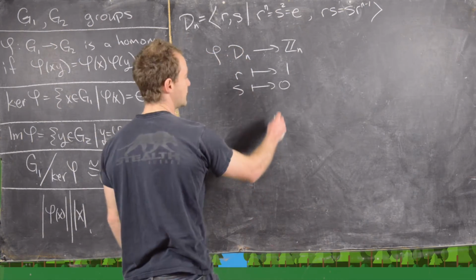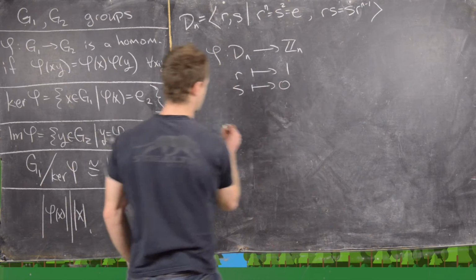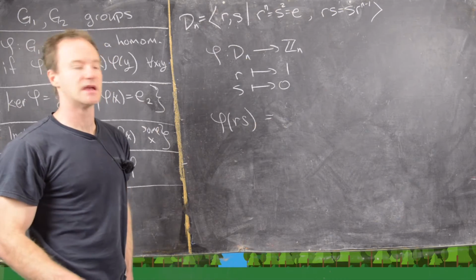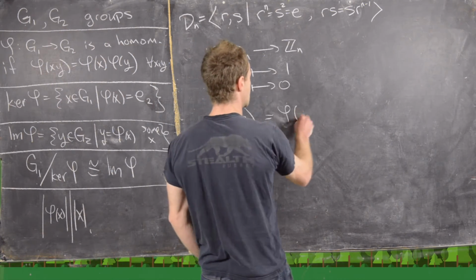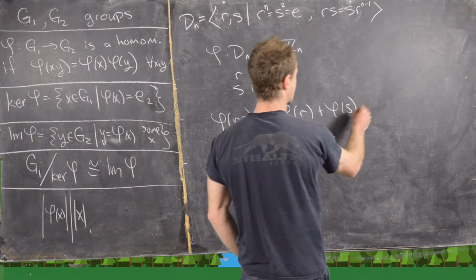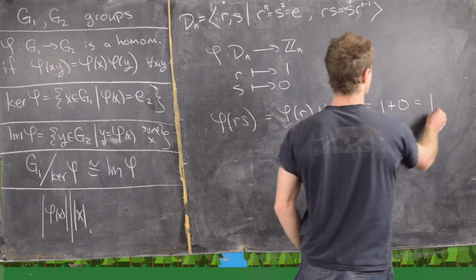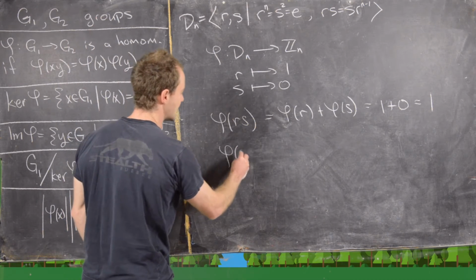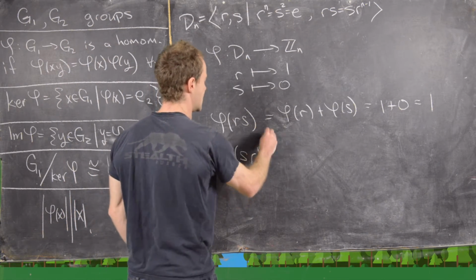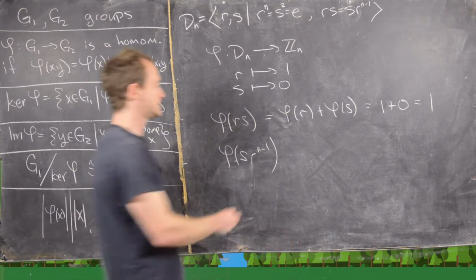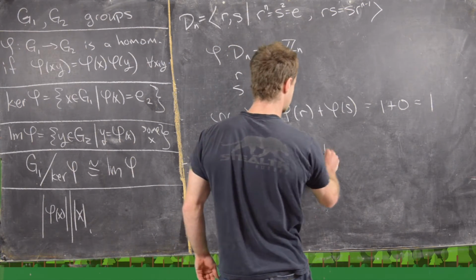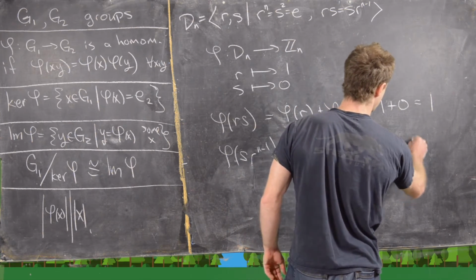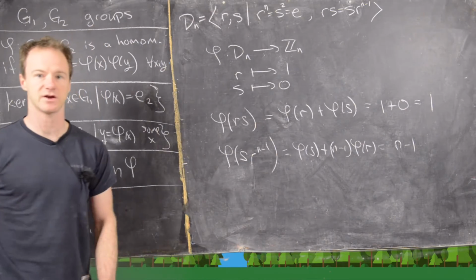So notice if we take phi of rs, so defining this to be a homomorphism, this is going to be equal to phi of r plus phi of s, which is equal to 1 plus 0, which is 1. Good. But then notice if we do phi of s times r to the n minus 1, that is going to be equal to phi of s plus n minus 1 times phi of r, which is equal to n minus 1. Okay, good.